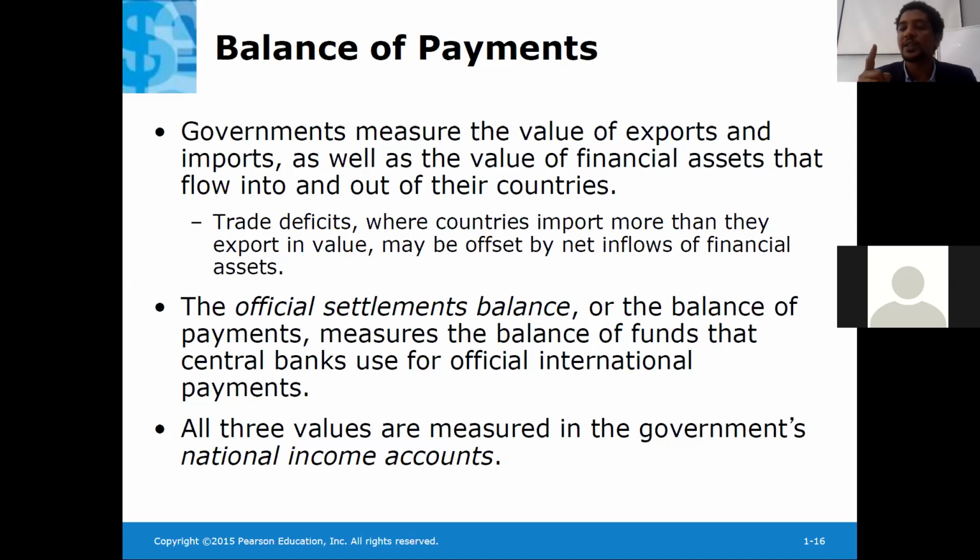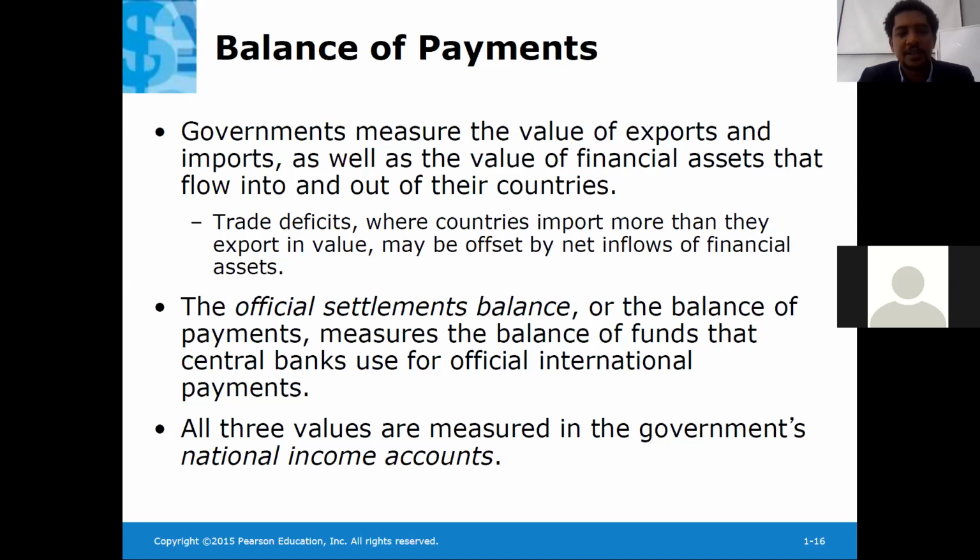It's not because of the trade deficit, but they also offset this trade deficit by other net inflows of financial assets, like the foreign direct investment they have in Europe, and also the inflow of financial assets that comes from capital markets, okay? So you can offset this trade deficit by other means.